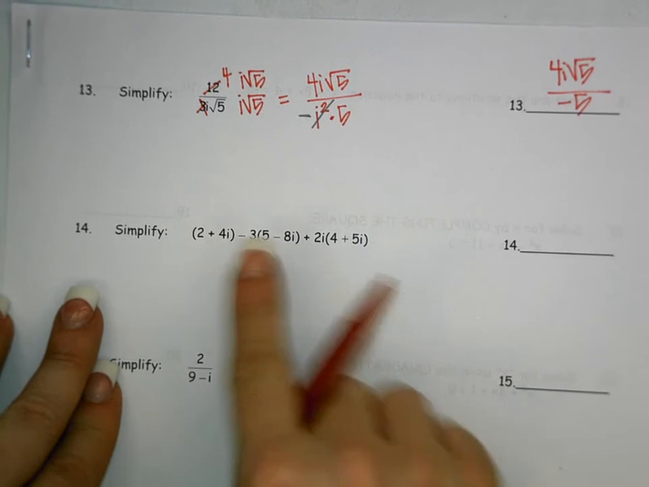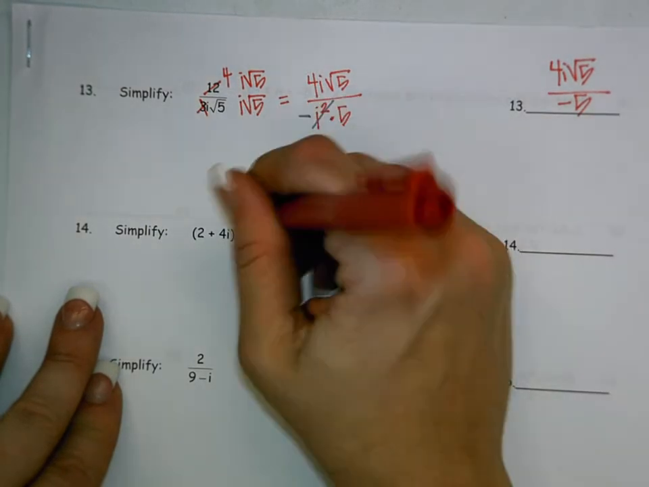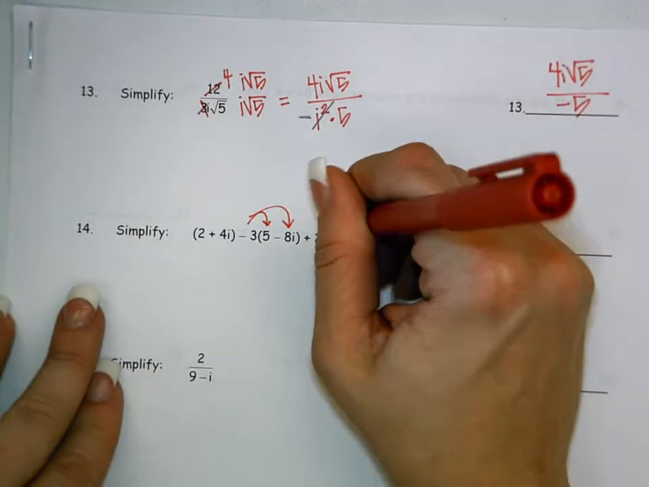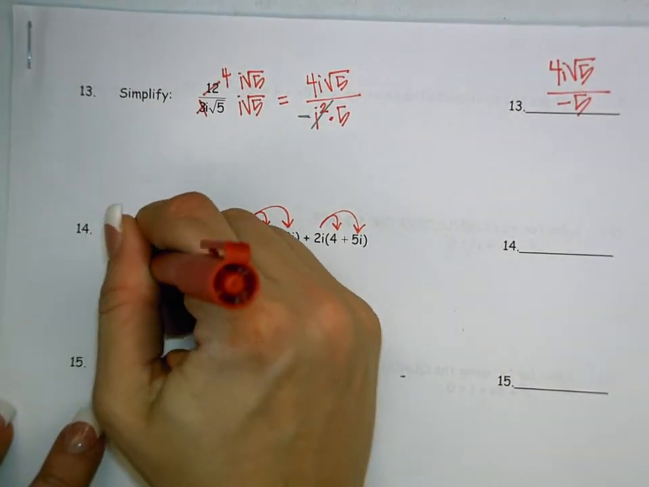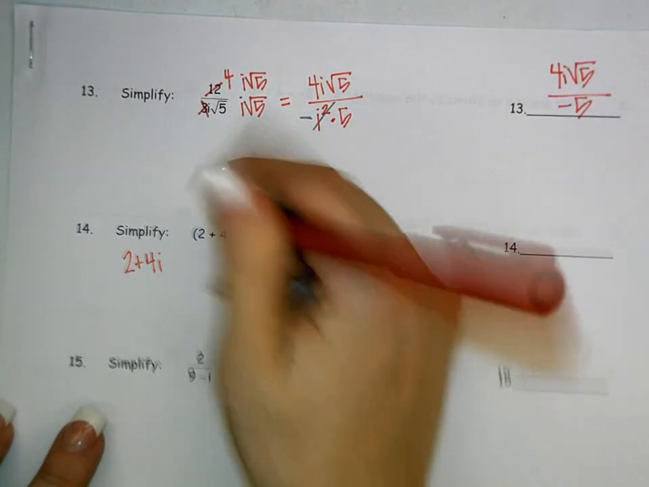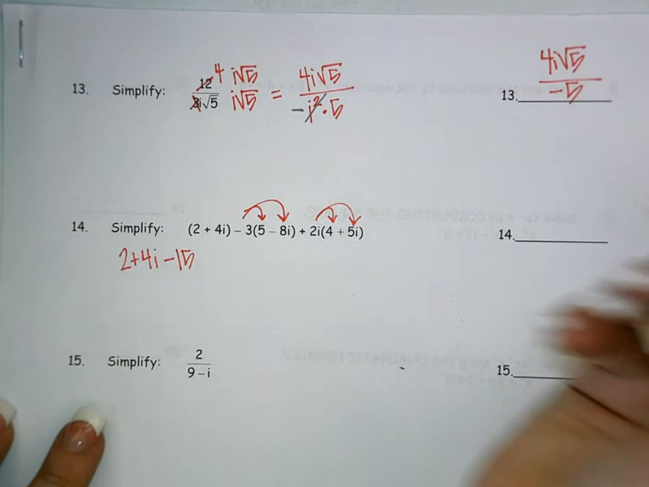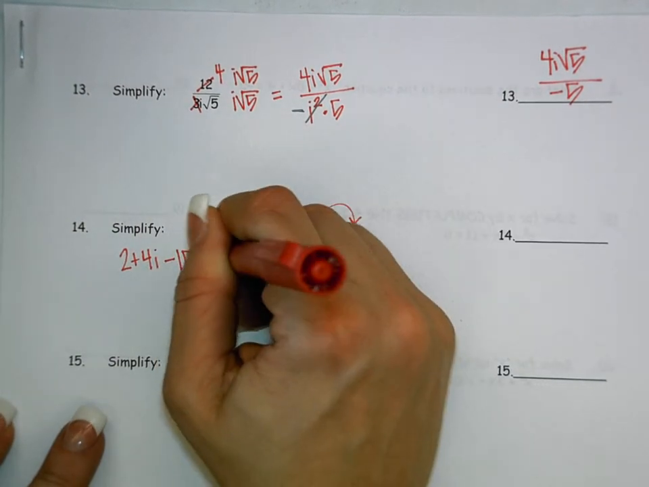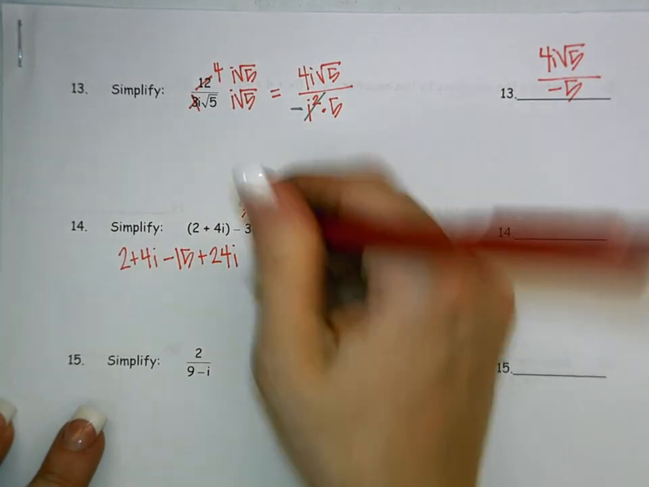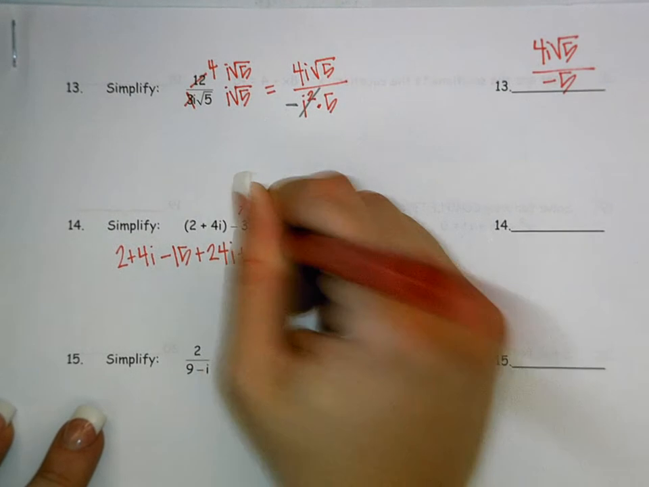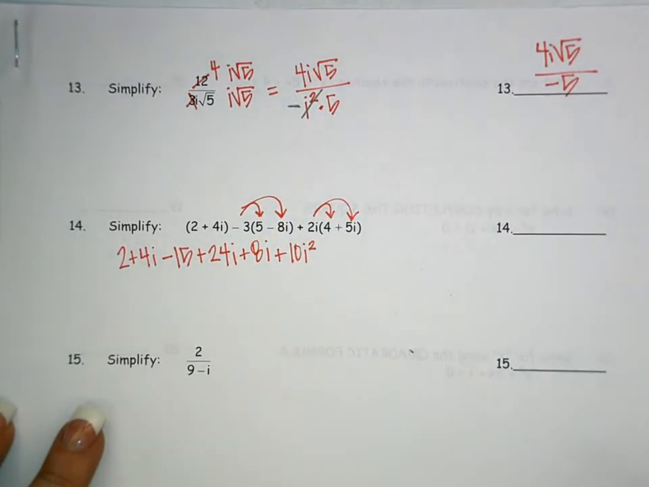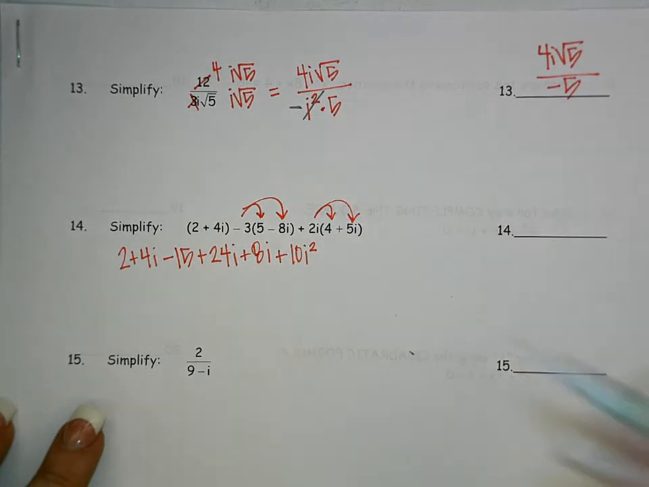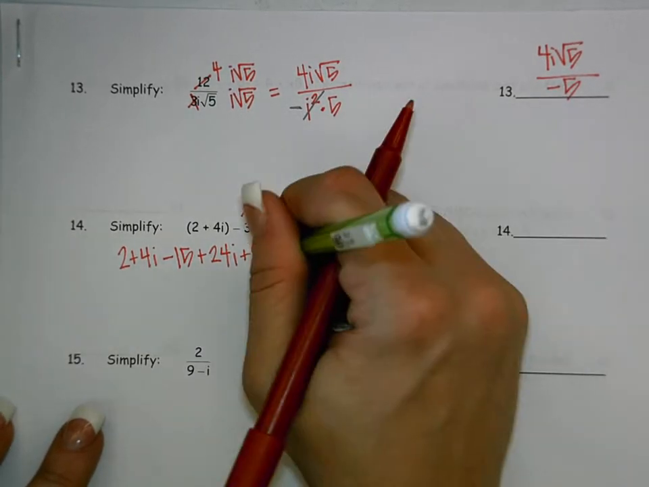For 14, simplify. So basically you're going to distribute. Distribute to as many things as you need to. So this is going to leave you with 2 plus 4i. Negative 3 times 5 gives you negative 15. Plus 24i. Distribute again, plus 8i. And a plus 10i squared. Simplify what you can. i squared turns to be a negative 1.